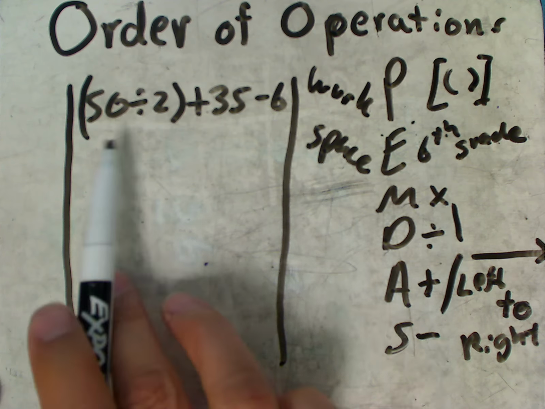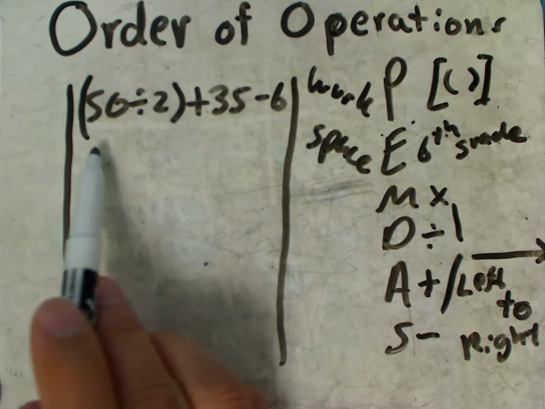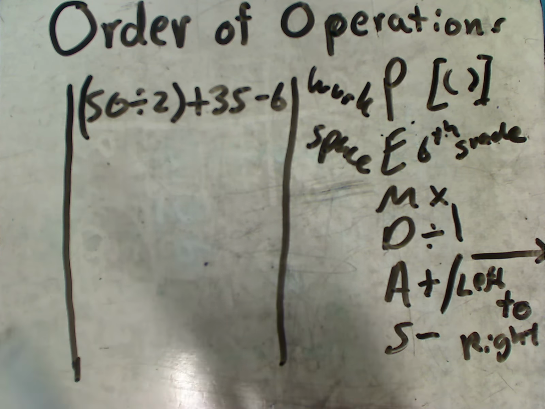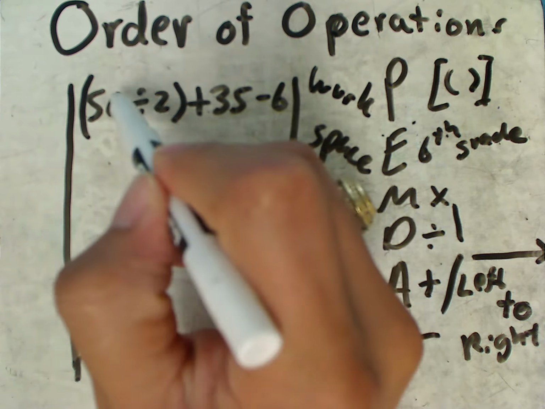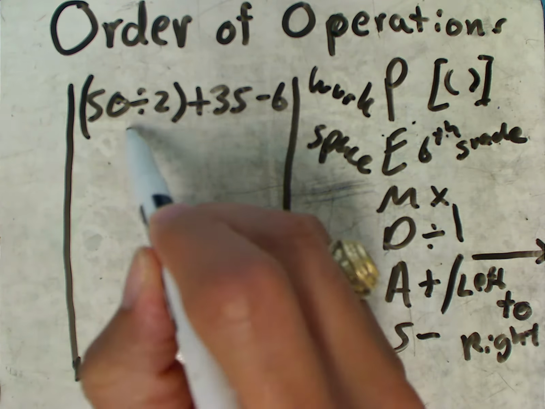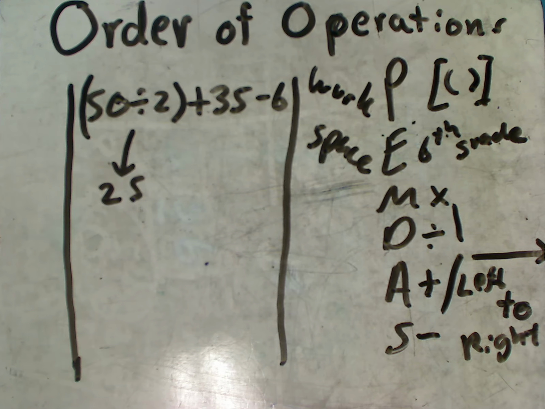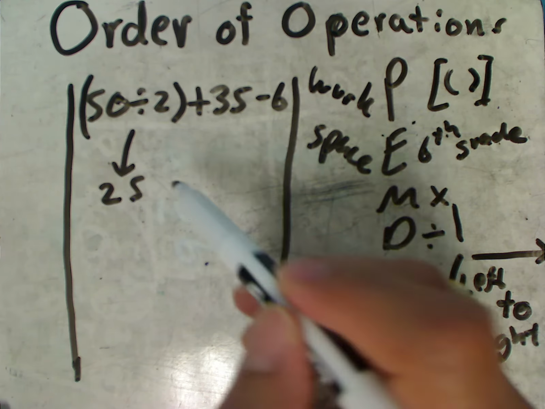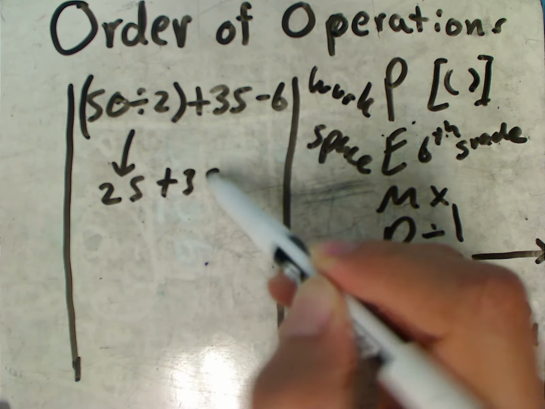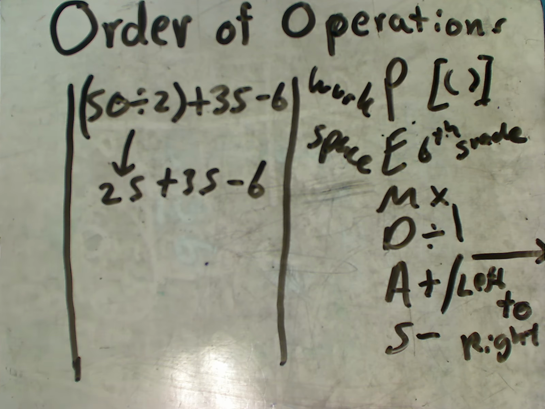So let's start with the very first one. If I start off here, I know I need to do parentheses or brackets first. Here, I don't have brackets, but I do have parentheses. I have 50 divided by 2. Now 50 divided by 2 will give me 25. That's the only thing I need to do here, now bring everything else down: 35 minus 6.